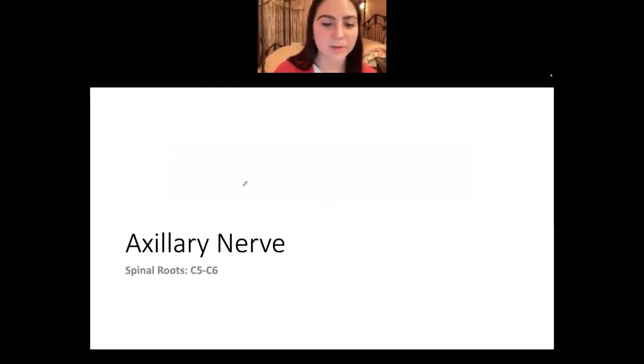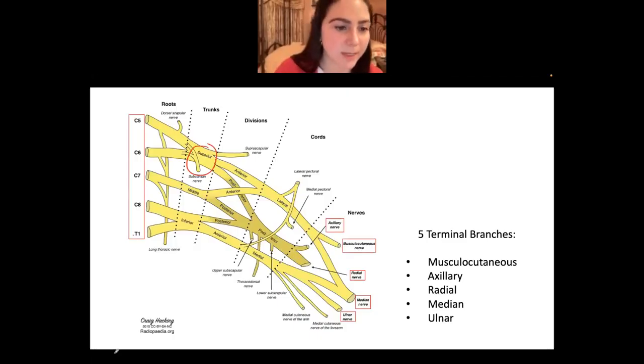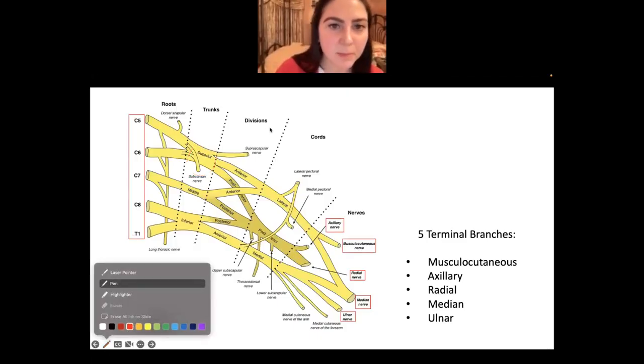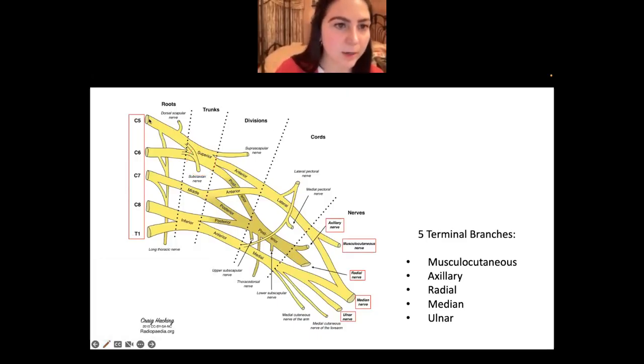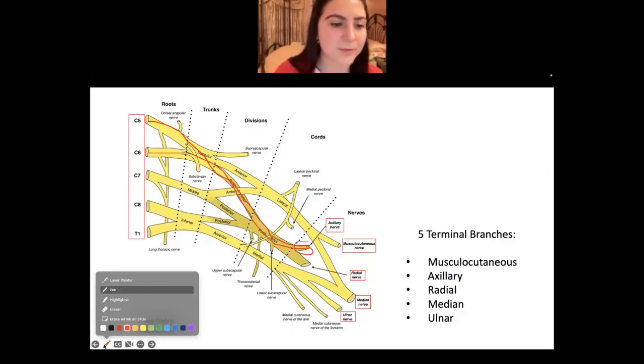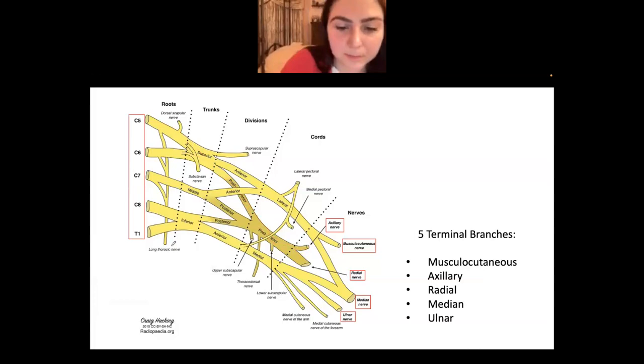So the axillary nerve is made up of spinal roots C5 to C6. If I go back, here's going to be C5, C6. If you trace them, C5, we're going to go, it branches posteriorly, and then boom. So here's axillary. Here's C6, same thing. It branches, and then it goes, and then boom. So here's your axillary nerve made up of spinal roots C5, C6.